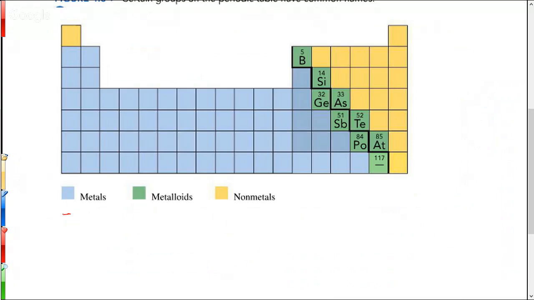Yeah, they're malleable. What does that mean? Yeah, they can be formed or bent without breaking.